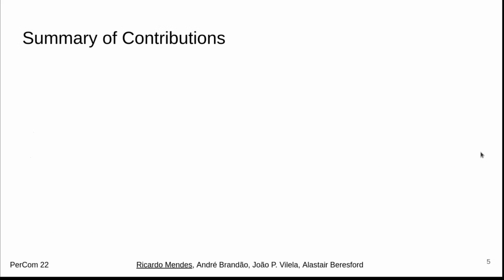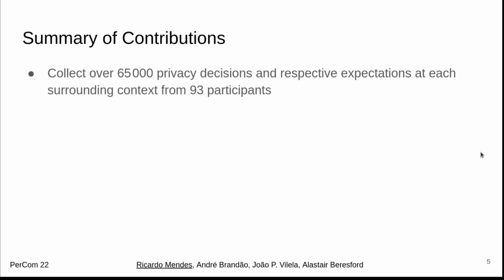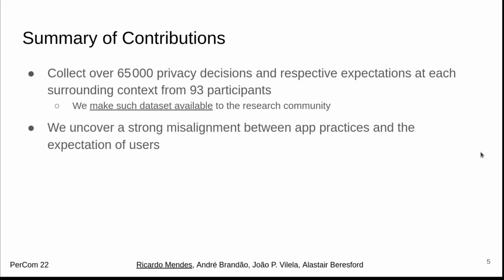This is the summary of contributions of this work. We've collected over 65,000 privacy decisions and the respective expectations at each surrounding context from 93 participants. We make this dataset available to the research community, so if you're interested, please reach out to us. We uncover a strong misalignment between app practices and the expectation of users. Our data has revealed that almost 50% of all requests are unexpected to users.